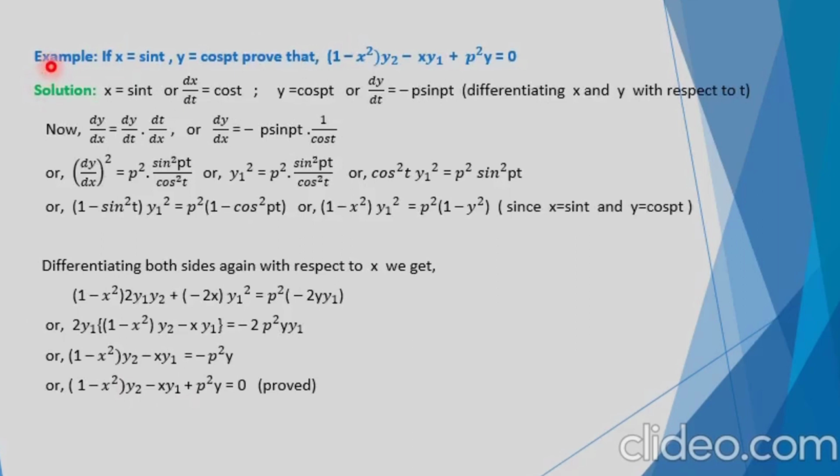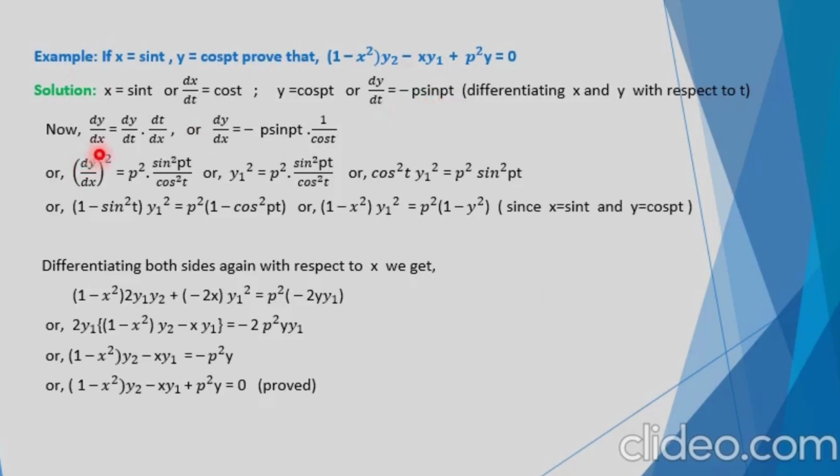Here is another example where x and y are in parametric form, and we have to prove this one. Here x is a function of t and y is also a function of t. P is a constant term. Therefore x equals sin t, dx dt equals cos t, and y equals cos pt. Therefore dy dt equals minus p sin pt.